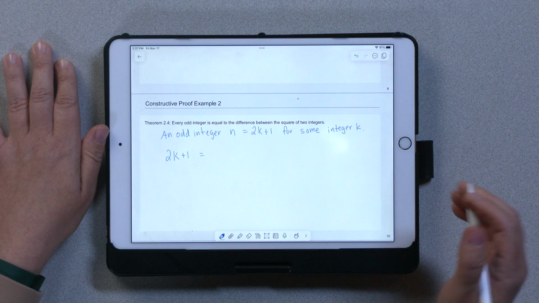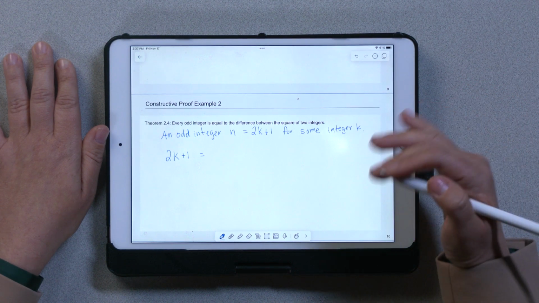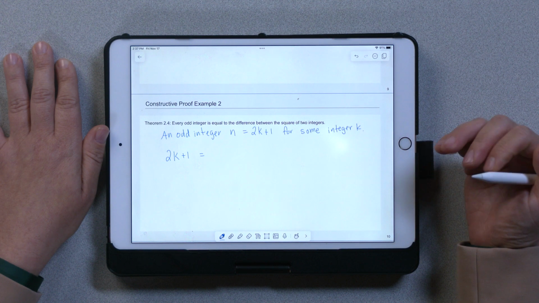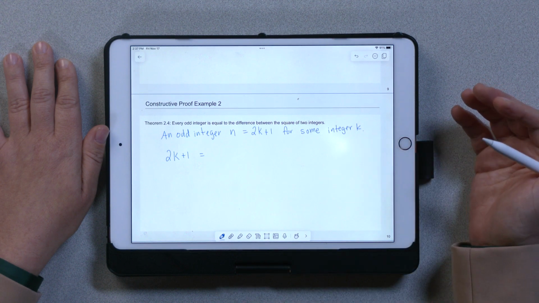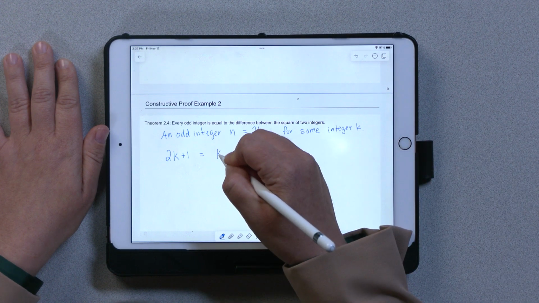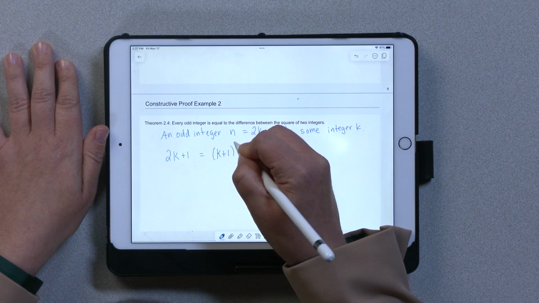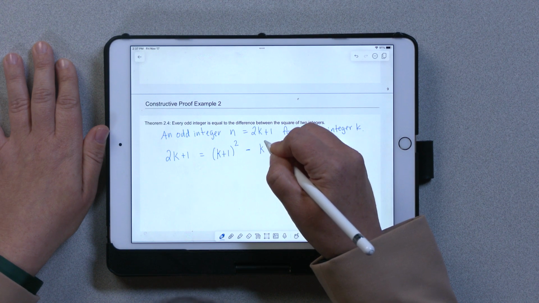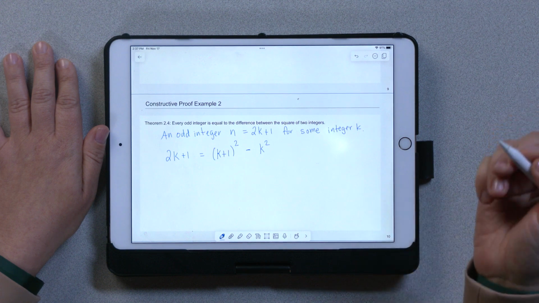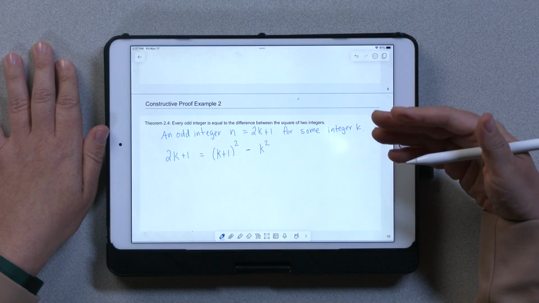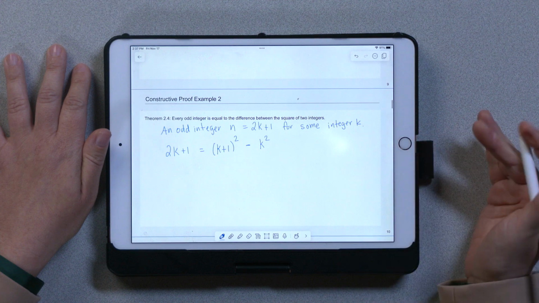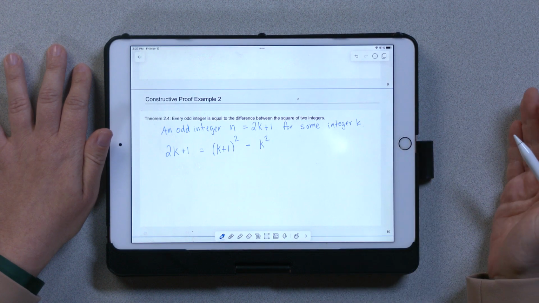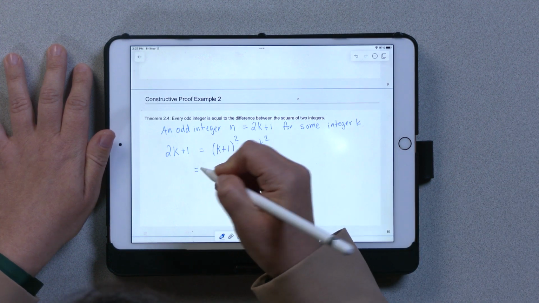So why don't we use that? So we had before that it had to be consecutive integers. So we can try to square k and k plus 1 and take the difference. So we have k plus 1 squared, and we'll subtract off k squared. k and k plus 1 are consecutive integers, and we just observed that the odd integer would have to be the difference between the squares of consecutive integers.